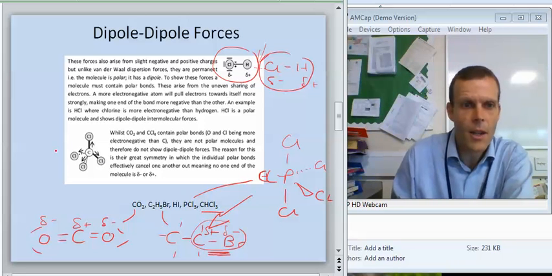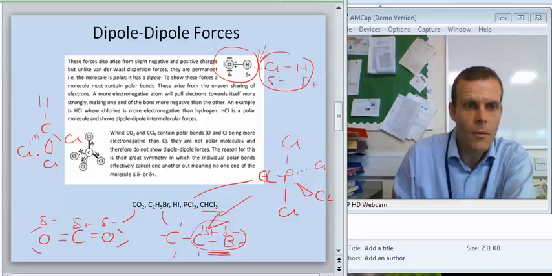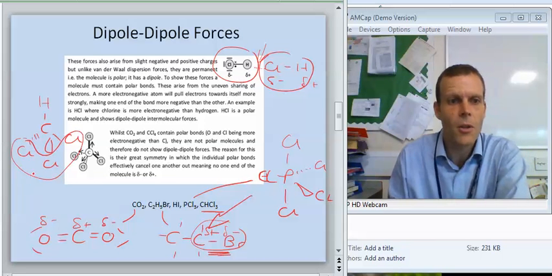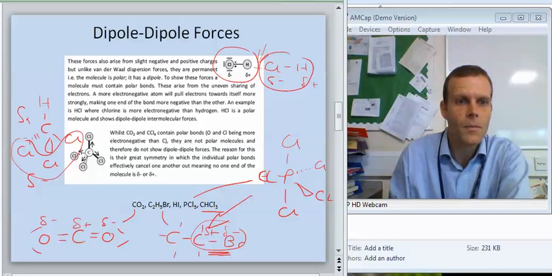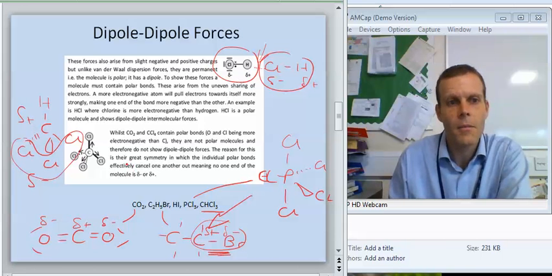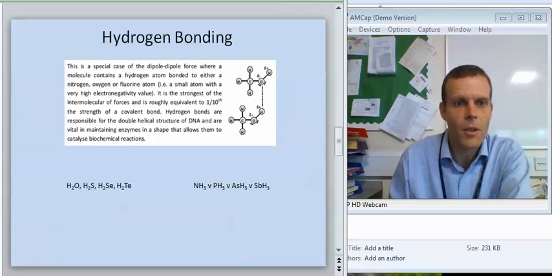Whereas, if we take this one, which has got an H instead of one of the Cl's, then suddenly we do have a more negative end to the molecule, and as a result we can start to see some of these dipole-dipole forces.